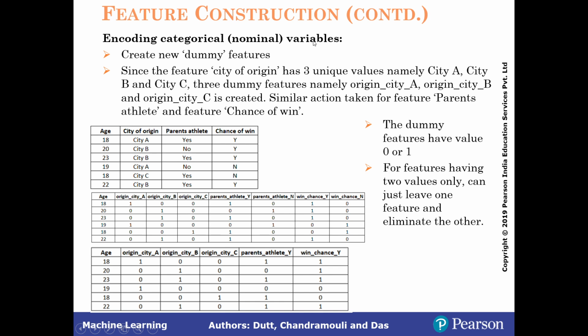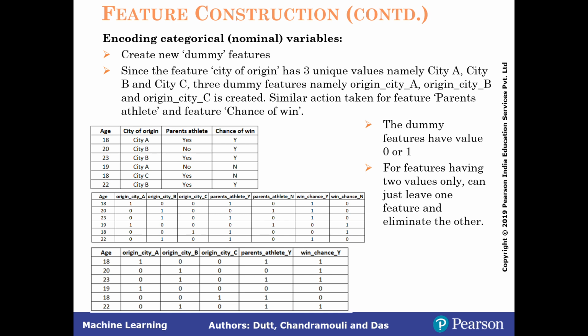Firstly, nominal. As I already told you, nominal has no order. Here you can see city of origin: city A, city B, city C. Again, parents athlete and chance of win are given, right? Now, how are you going to divide them? With respect to values, you are going to expand them for nominal, because we do not have any order. You can't say this city is greater than that city. You would say popular based on something, but here we are not going to focus on that.